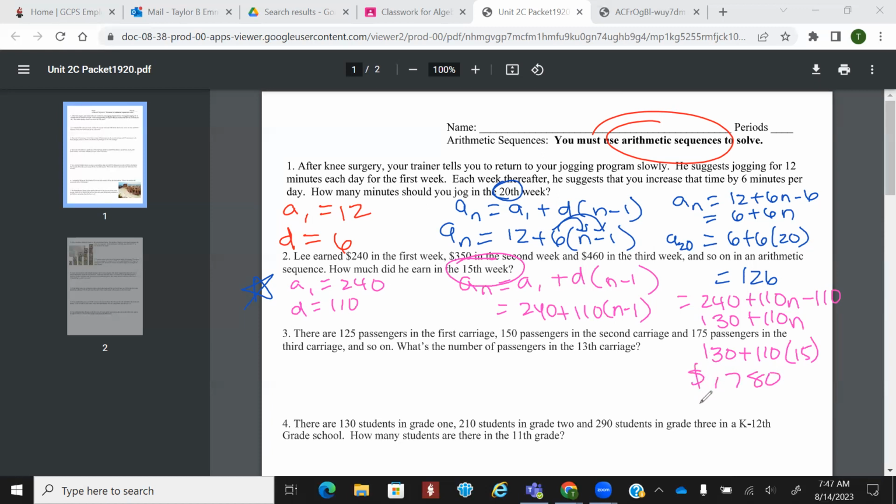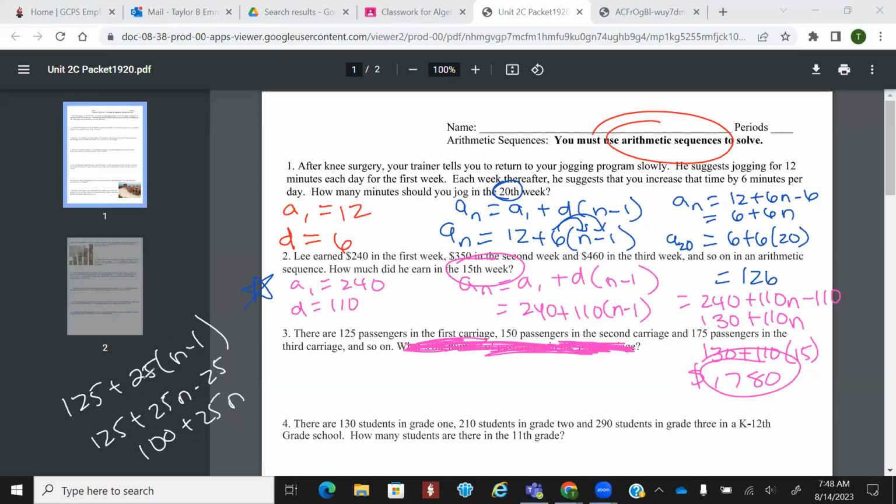1,780. Now, let's say, for instance, they told us how much money we were going to make, but we wanted to find the number of weeks. Could you do that? Could you work this backwards? For instance, on the next one, let's write the explicit form really quick. Let's write the next one's explicit form. Can you take a second? Can you write that out?